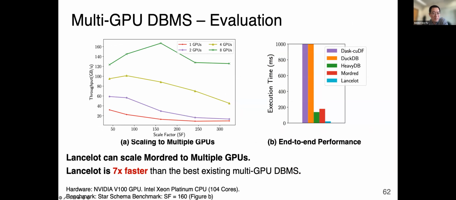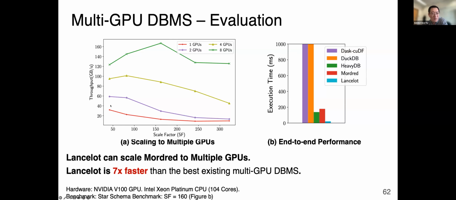Okay, so here's some performance results. On the left, we show the scalability to multiple GPUs. Different lines represent different numbers of GPUs, from 1 to 2 to 4 to 8. And you can see the throughput improves. On the x-axis, we show the scale factor, so the data increases.